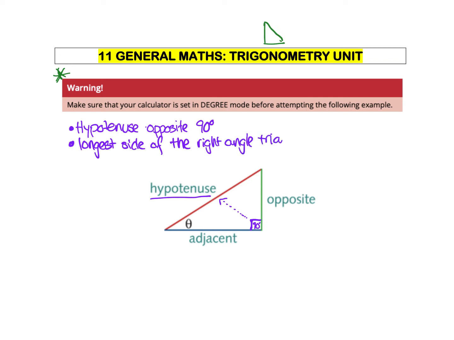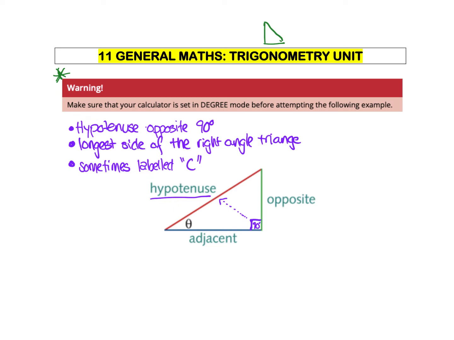The other thing we might write about the hypotenuse is that it's sometimes labelled as the letter C in some of our formulas, isn't it? If you remember back to Pythagoras, they put the letter C. So you might just write that.